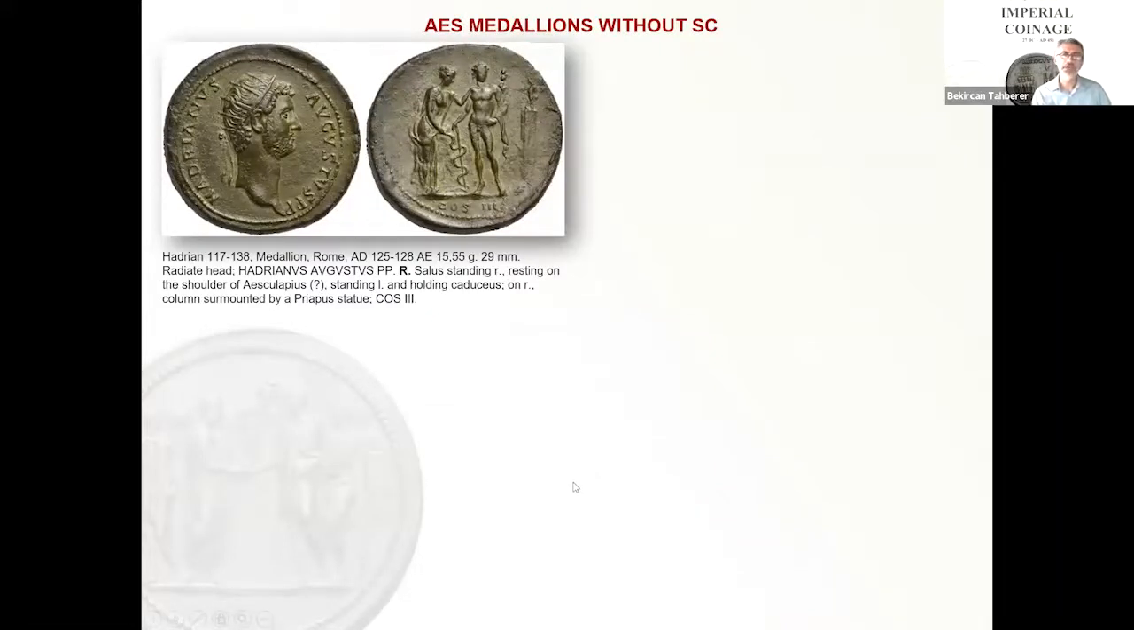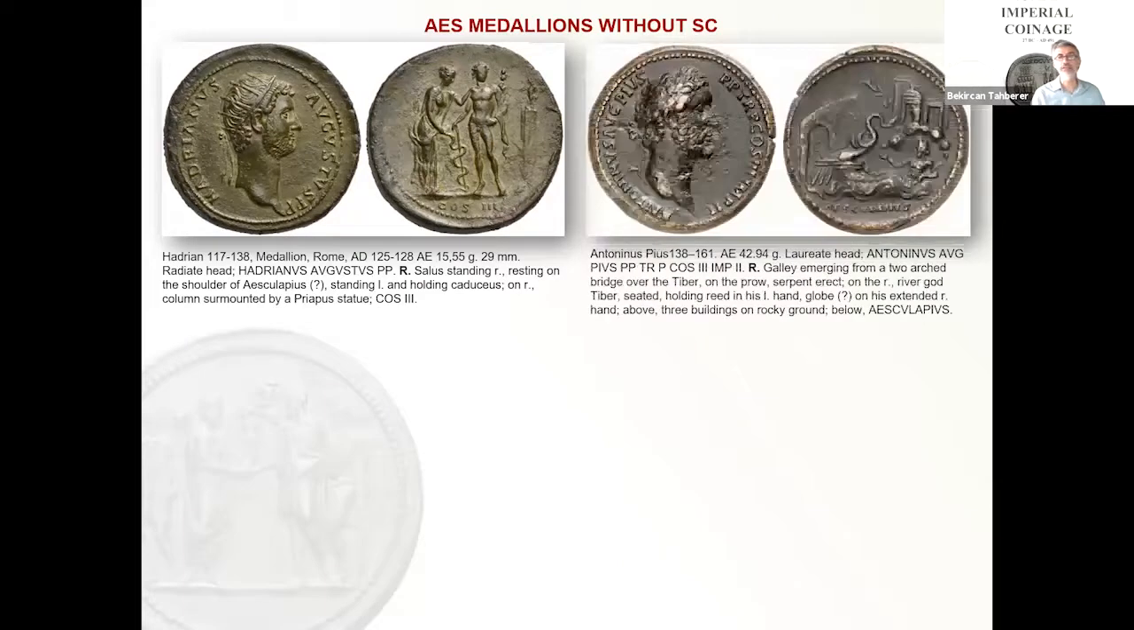Most emperors issued medallions without SC. That means these were issued by the emperor himself without the intervention of the Senate. That's why we don't see SC on these coins. And we see some extraordinary art and history and messages on these coins.